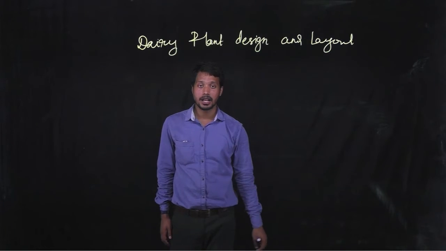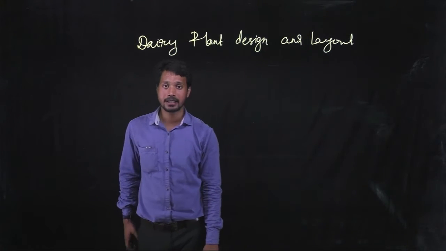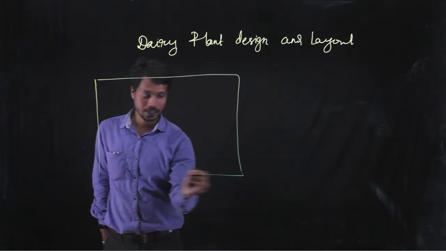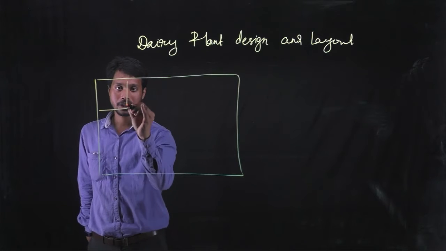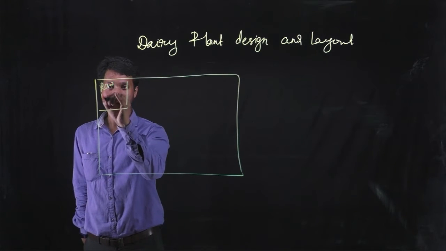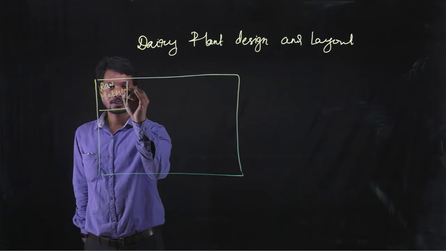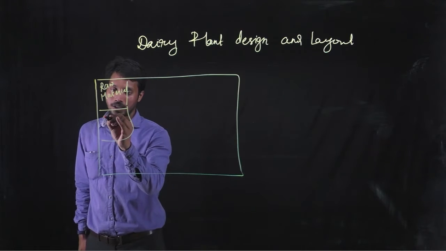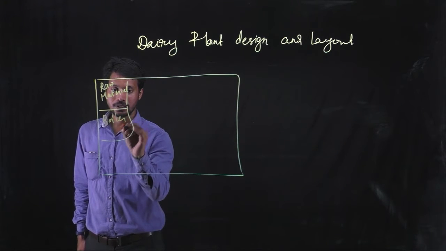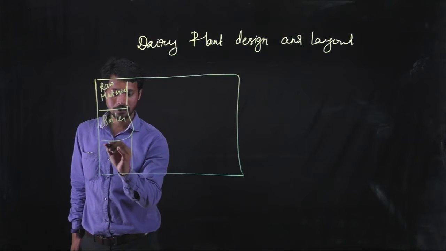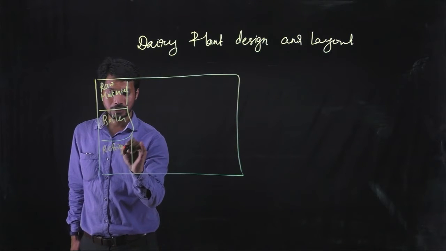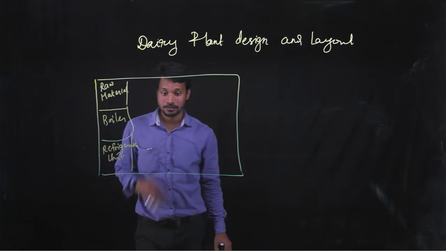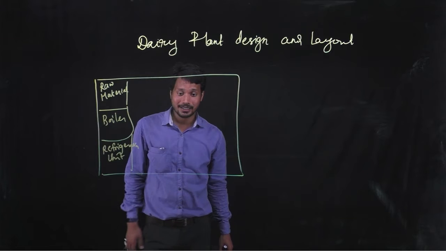So now we'll look at the plant design layout. This is the whole layout of the plant. Here first you must have the raw materials, and once you have the raw materials, you must have other accessories such as boilers and a refrigeration unit.